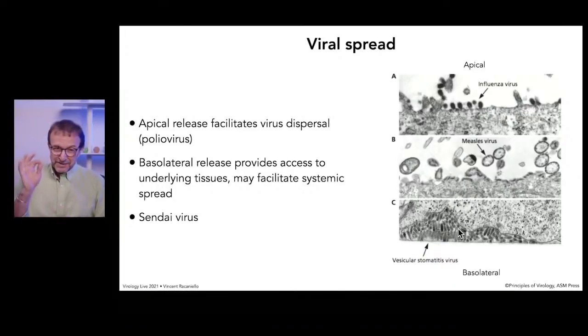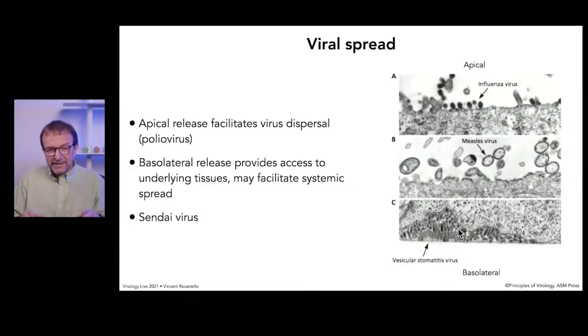Sendai virus can infect mice. You can put the virus in their nose. The virus will infect the respiratory tract. The virus buds apically and can be shed in respiratory secretions, but it doesn't cause systemic infections in the mouse, it is not dispersed beyond the respiratory tract.